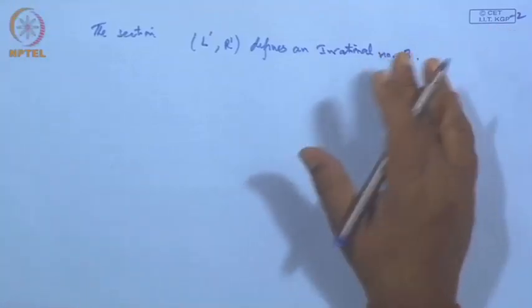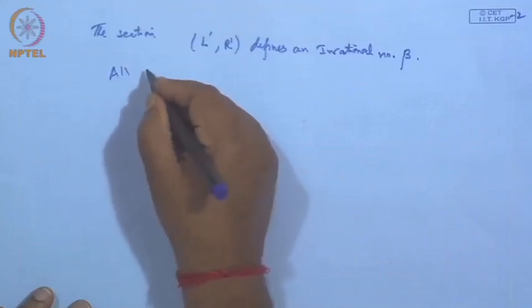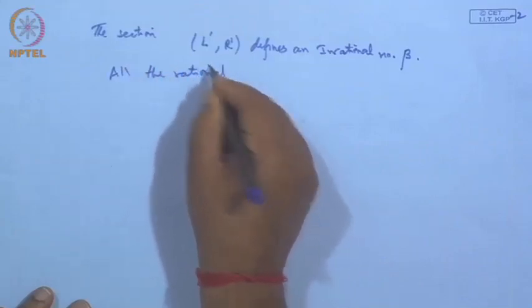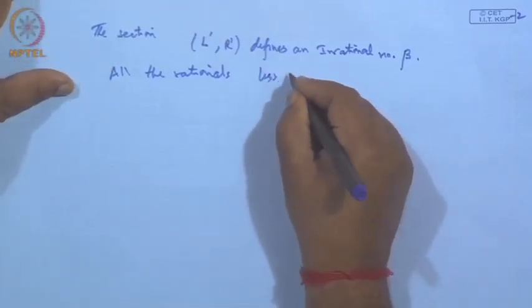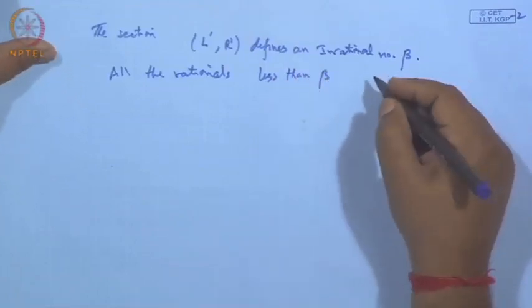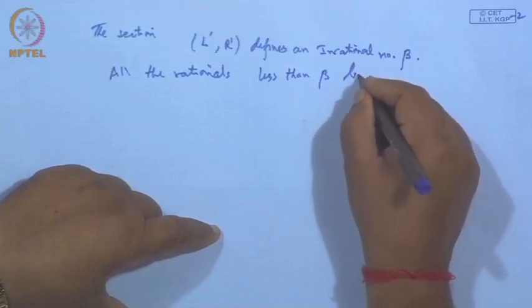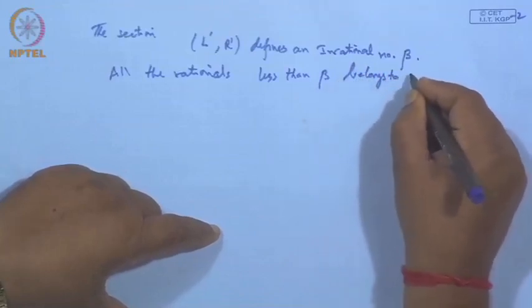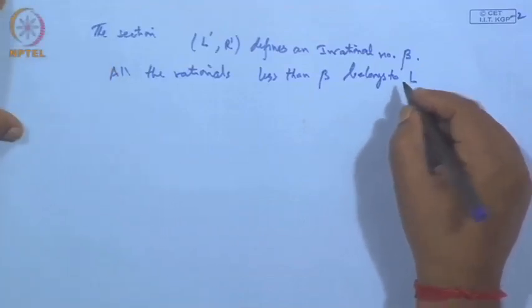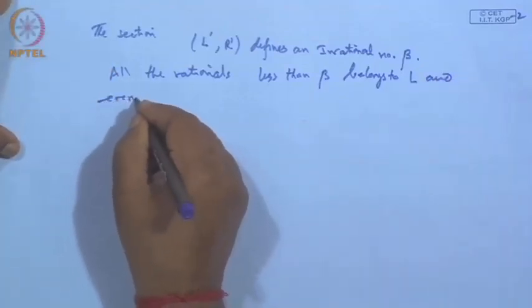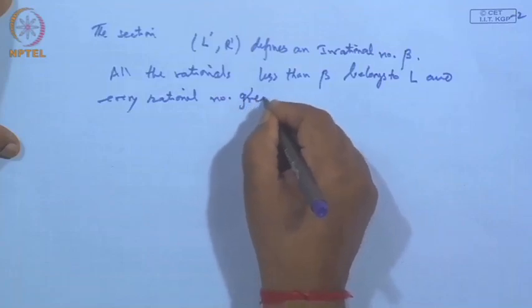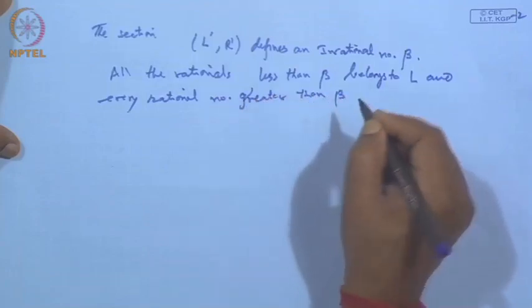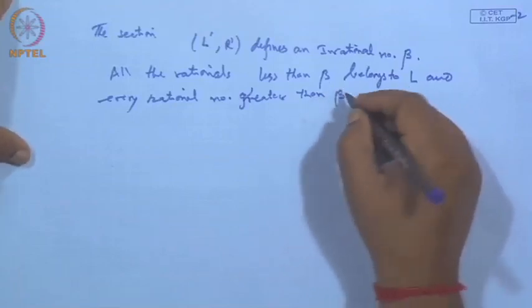Now, our aim is that all the real numbers will be either in L or in R. So, all the rational numbers which are less than beta belong to L, and every rational number greater than beta belongs to R.